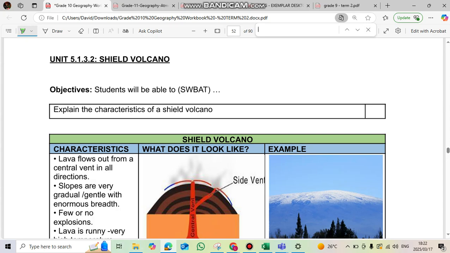In this lesson, we're going to look at shield volcanoes. So your lesson objective is students will be able to explain the characteristics of a shield volcano.